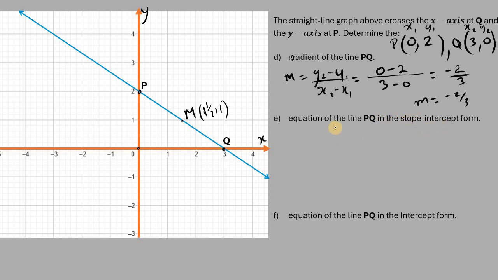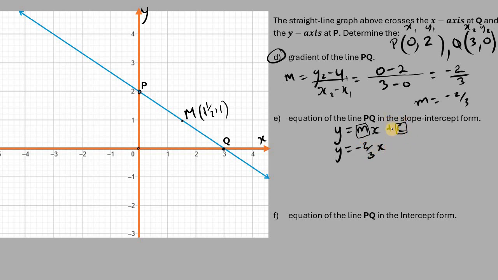Now, the equation of the line PQ in the slope-intercept form. The slope-intercept form is y equals mx plus c, where m is the slope. Another name for the slope is the gradient. And c is the y-intercept. So this is really the gradient y-intercept form. We need the equation of PQ, so we want to identify its gradient and its y-intercept. We already have the gradient. We found it in part D, which is negative 2 thirds. And we want c now.